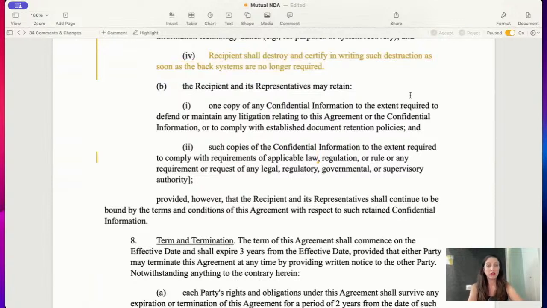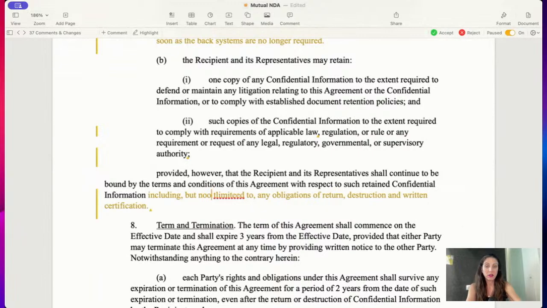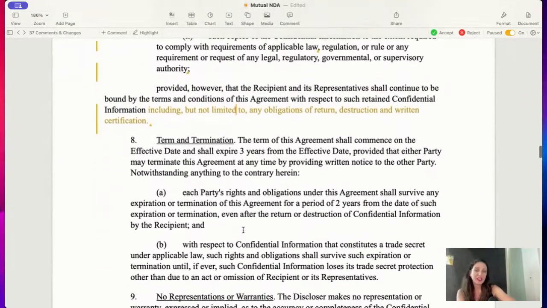Okay, one copy to the extent required to defend litigation. Just copy to the extent required. Provided, however, the recipient shall continue to be bound by the conditions of this agreement with respect to the retained information, including but not limited to any obligations of return. Sorry for all these typos, guys. Okay, but not limited to. So now we're through those portions, and you can see why I've put these in here.